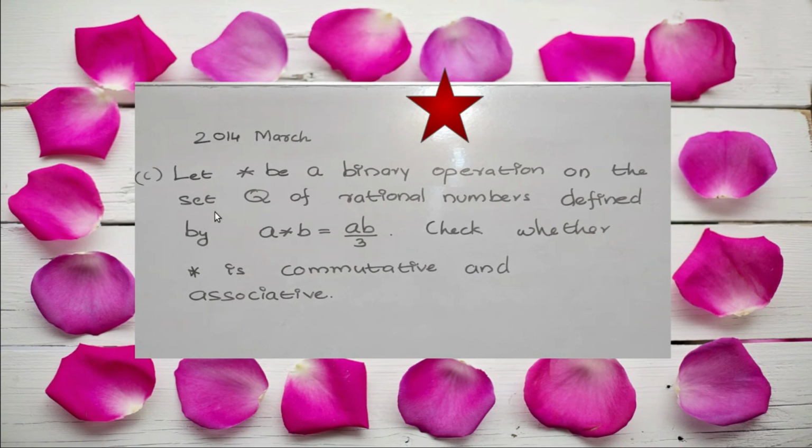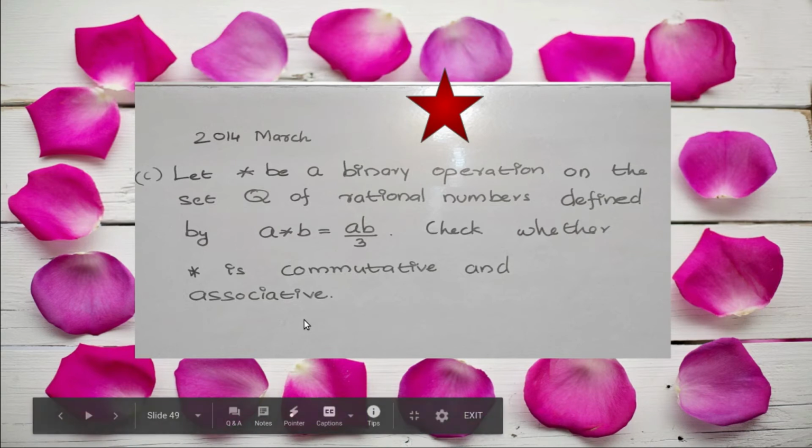2014 March C. Let star be a binary operation on the set Q of rational numbers defined by a star b equal to ab by 3. Check whether star is commutative and associative.